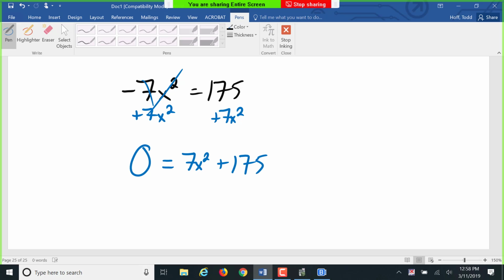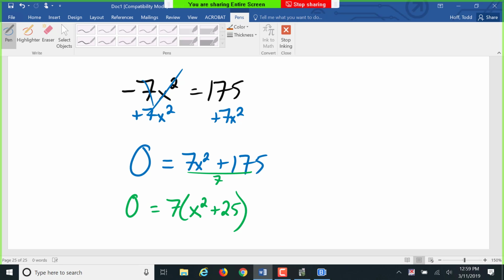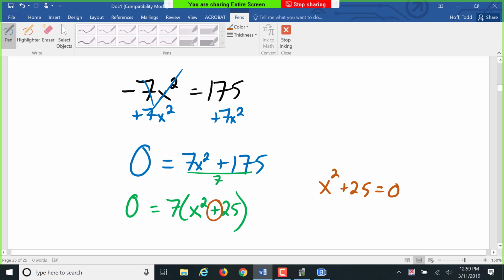Okay, well, factor out a common factor of 7. If I divide by 7, what do I get? X squared plus 25. What do we do from there? Careful. That's the sum of perfect squares, isn't it? That cannot be factored. So right now, we know that x squared plus 25 has to equal 0. That's not factorable. If we subtracted 25, x squared equals negative 25, we couldn't take the square root of both sides because you can't take the square root of a negative. At this point in what we're doing, we're stuck there. There's nothing more that we can do with that.